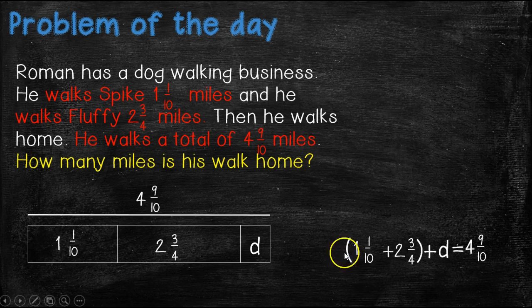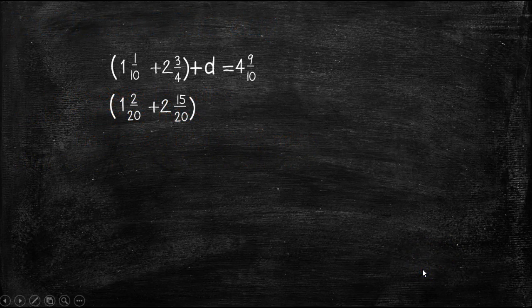First, we want to make sure that we add parentheses, because the first thing we're going to be doing is adding these two together, because we can't add D yet. So here I just rewrote it. We have a 4 as a denominator here and a 10 as a denominator here. Before we could add mixed numbers, we had to find a common denominator. I knew our common denominator here was going to be 20.